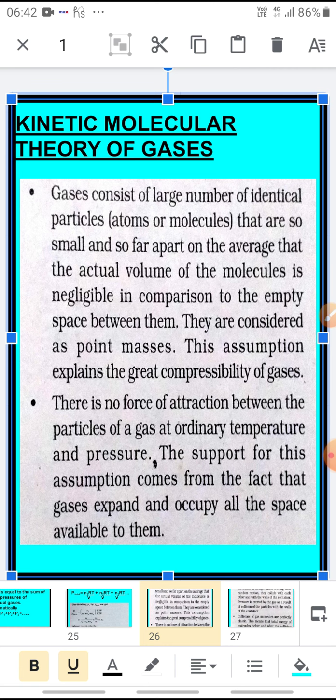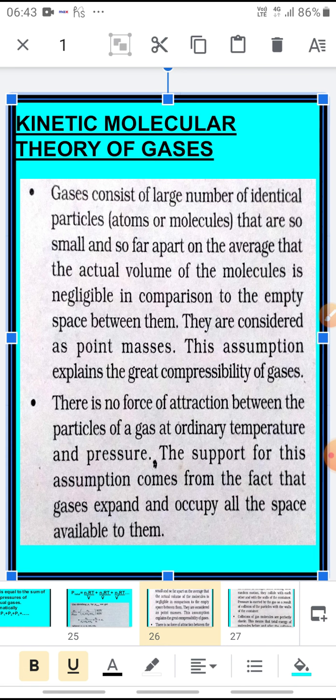Now we will be discussing the assumptions or the postulates of the kinetic molecular theory of gases. Now you have to remember, whenever we are talking about the kinetic molecular theory of gases, we are talking about the atoms and molecules which cannot be seen. Hence, it is said to provide a microscopic model of the gases. We are now studying the microscopic model of gases. We are talking about the atoms and the molecules.